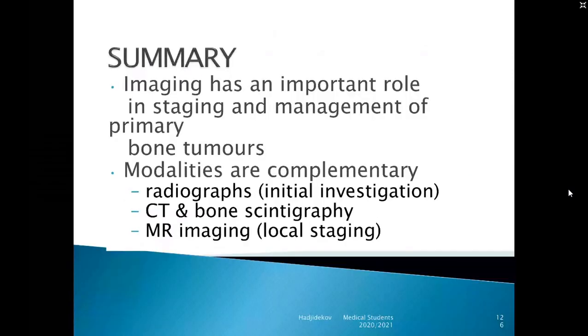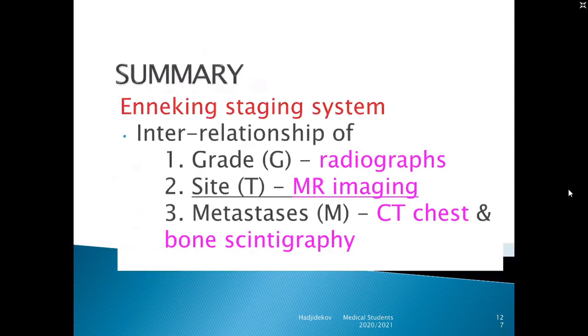For summary, I can say that imaging has an important role in staging and management of primary bone tumors. Especially, we will use MRI for that. But all the modalities are complementary. We will insist on radiographs for initial investigation. We can rely on CT and bone scintigraphy, and mainly for local staging, we will rely on MRI. So it's important to classify the tumors with the Enneking staging system, and the interrelation of grade, site, and metastasis with different imaging modalities is the key for the proper diagnosis.